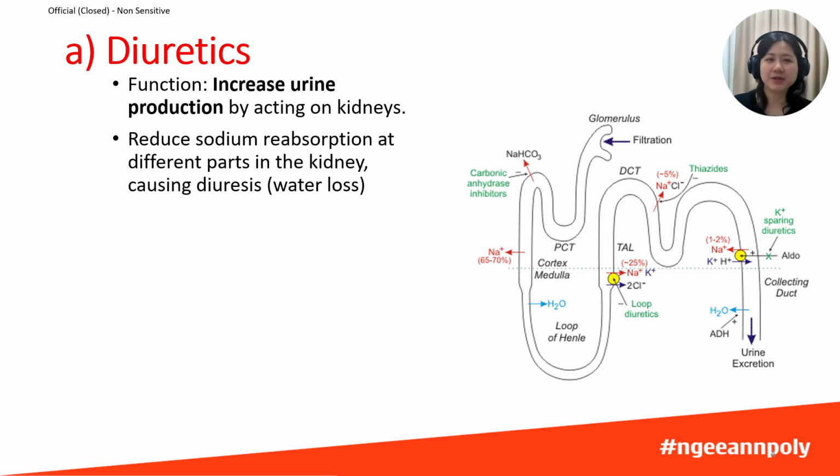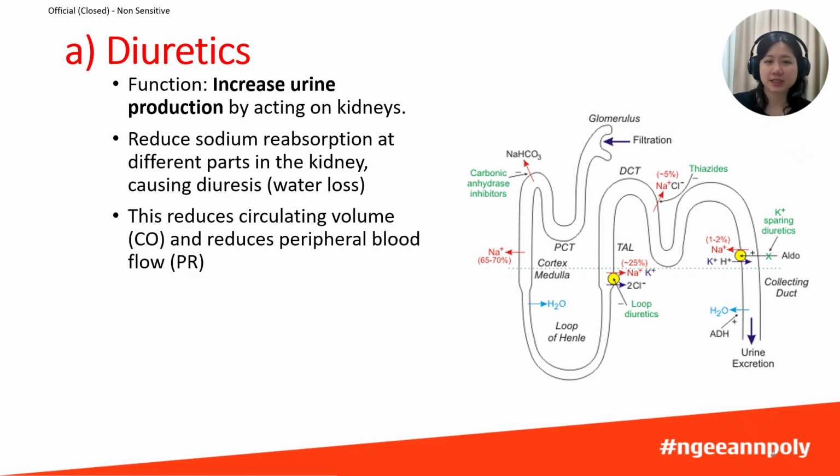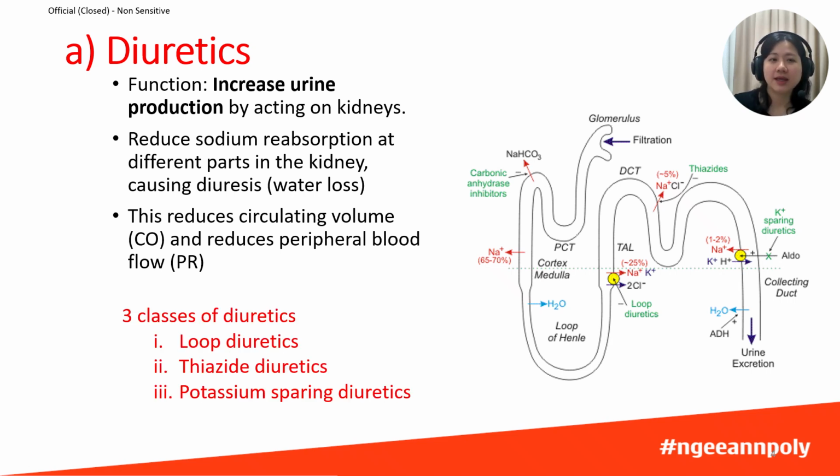They work by reducing sodium reabsorption at different parts in the kidney, causing diuresis, which is water loss. This reduces the circulating volume, which reduces the cardiac output, and reduces the peripheral blood flow, which then reduces the peripheral resistance. There are 3 classes of diuretics: loop diuretics, thiazide diuretics, and potassium-sparing diuretics.